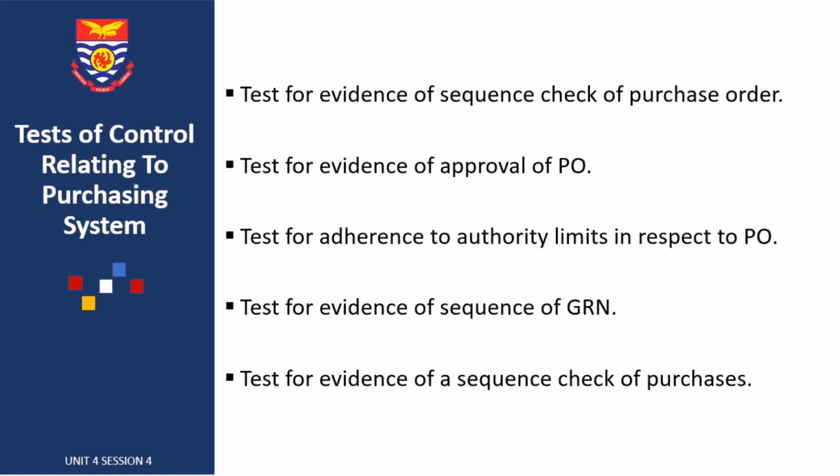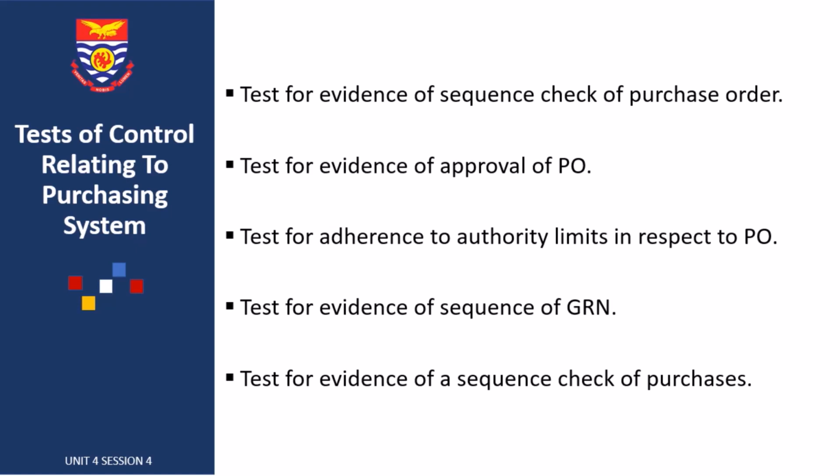Now let's look at the test of control relating to purchasing systems. So you have to test for evidence of sequence check of purchase order. You have to test for evidence of approval of a purchase order. Then you have to also test for adherence to authority limit in respect to purchase order. So what is the limit of whoever is supposed to authorize? Has the limit been exceeded?